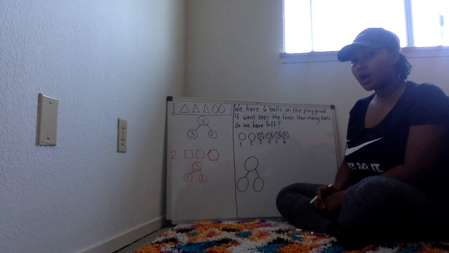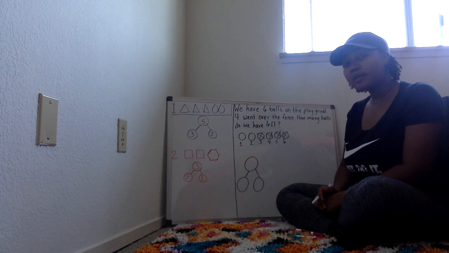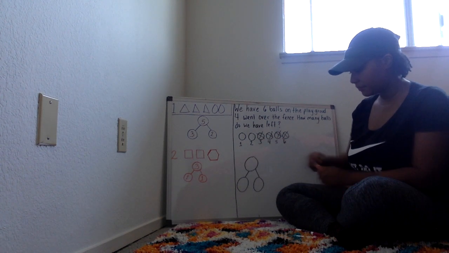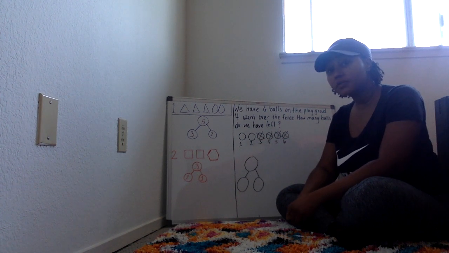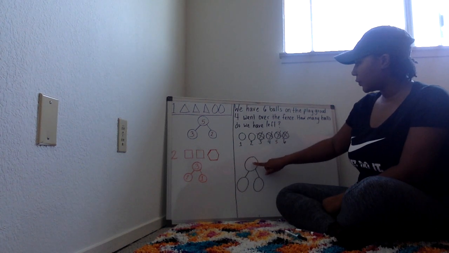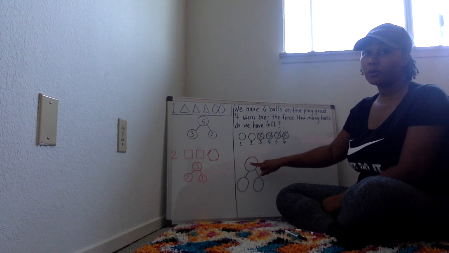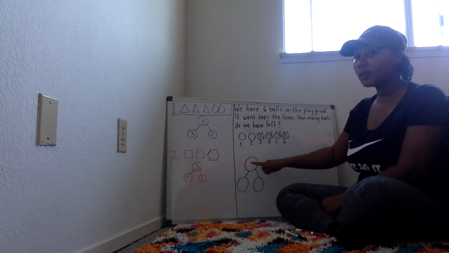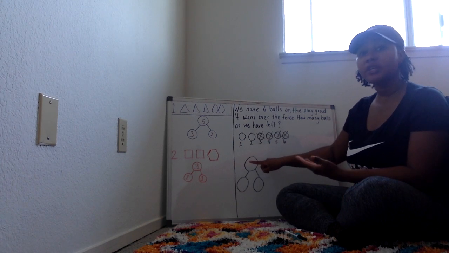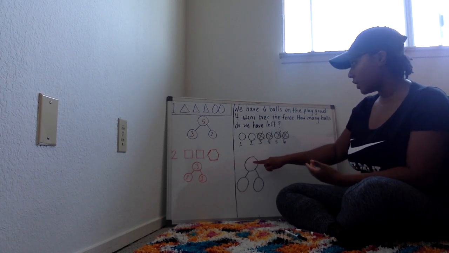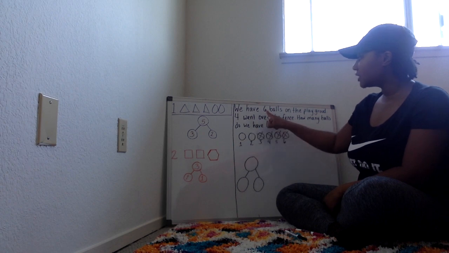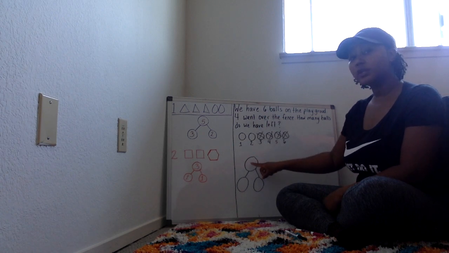Now let's focus on completing a number bond that matches this story. I'm going to start off by finding the number that goes in the hole, or finding my hole. Remember, the hole is the total amount of objects that you start with, or the total amount of objects you have in all. So we started with 6 balls, so the number 6 goes in the hole.